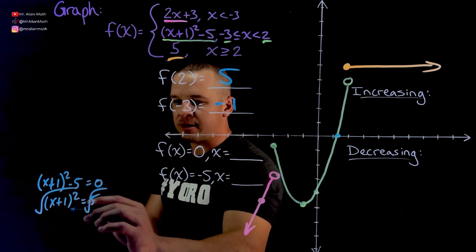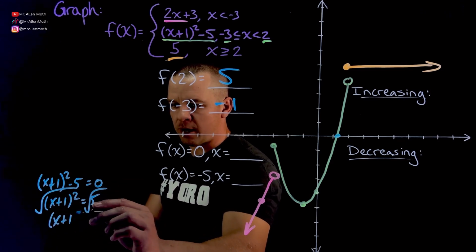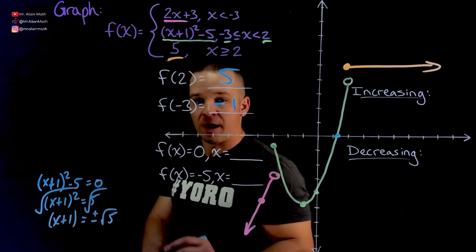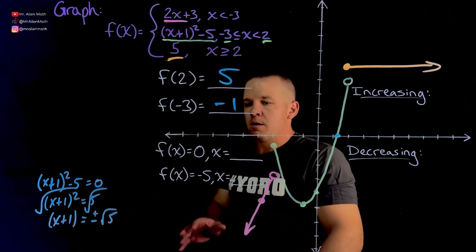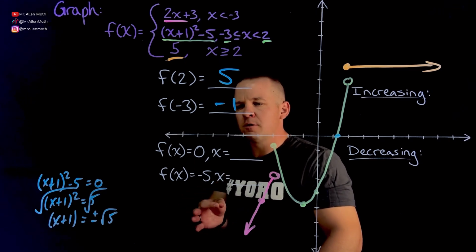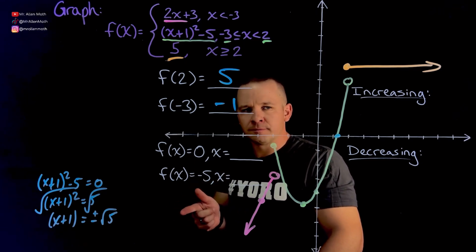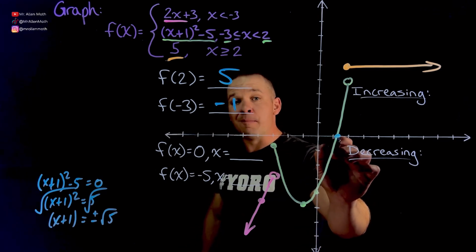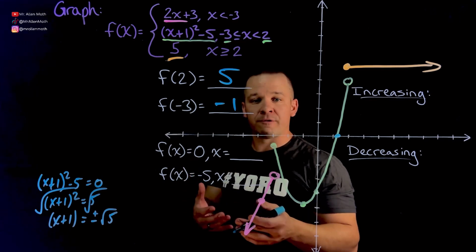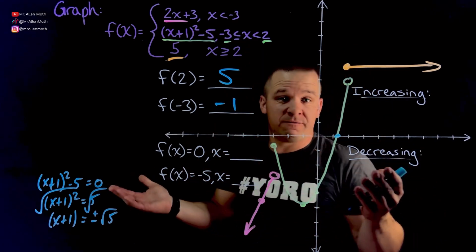Square root both sides. X plus 1 equals plus or minus the square root of 5. I don't know why I kept the parentheses there. You don't need them anymore. But here's the thing. Am I going to want the positive root 5 or the negative root 5? Well, since we're over here, I'm going to be using the positive root 5. Had it crossed over here, I'd be using the negative root 5. Or if it actually happened on both, I'd give the two answers.